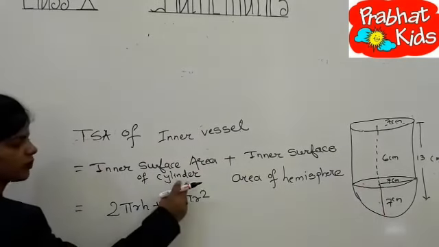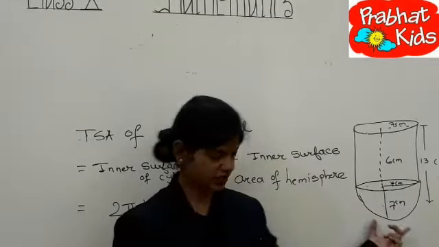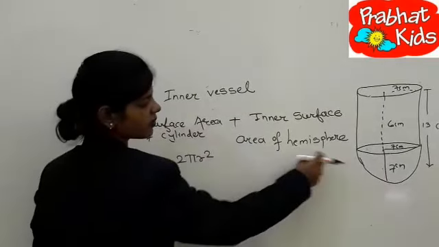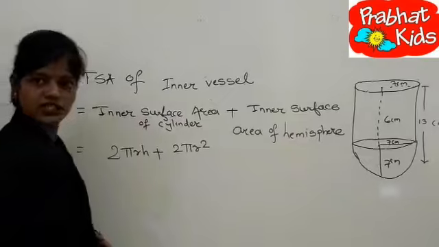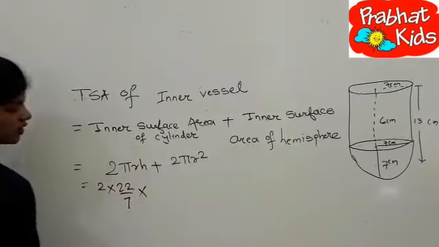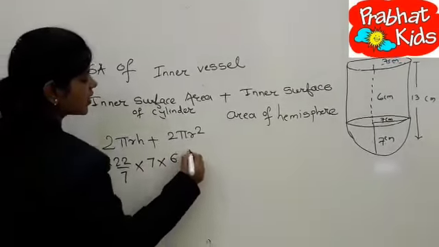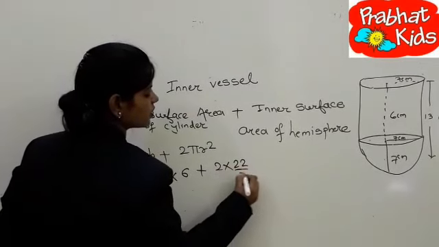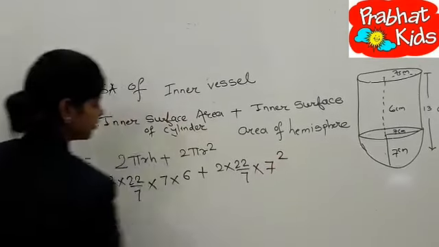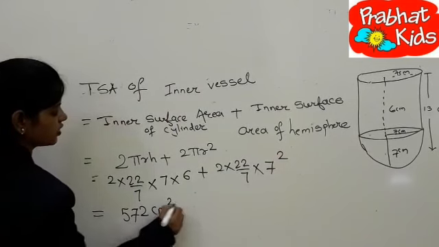We will add two parts: the inner surface area of the cylinder and the inner surface area of the hemisphere. The inner surface area of the cylinder is 2 pi r h and the inner surface area of the hemisphere is 2 pi r square. Substituting the values: 2 into 22 upon 7 into r, where r is the radius, 7 centimeter, and the height is 6, plus 2 into 22 upon 7 multiplied by the square of the radius, 7 centimeter square, which equals 572 centimeter square.